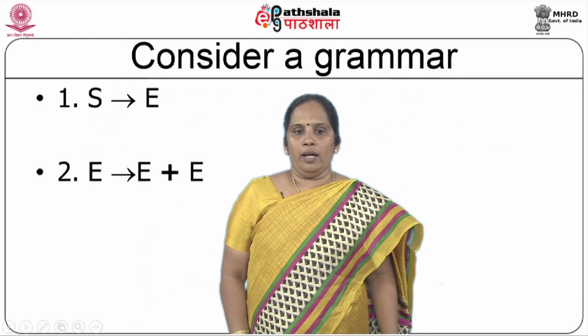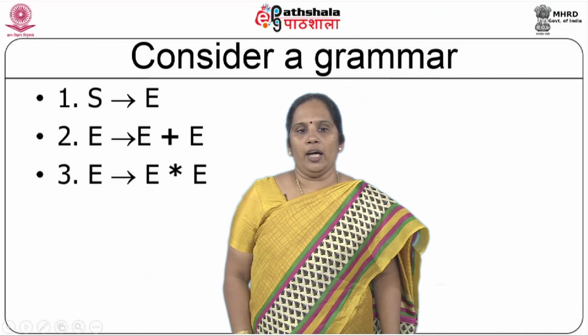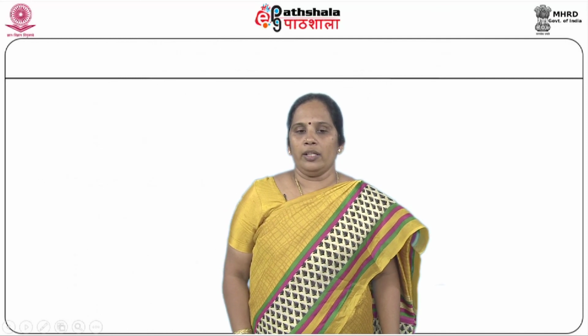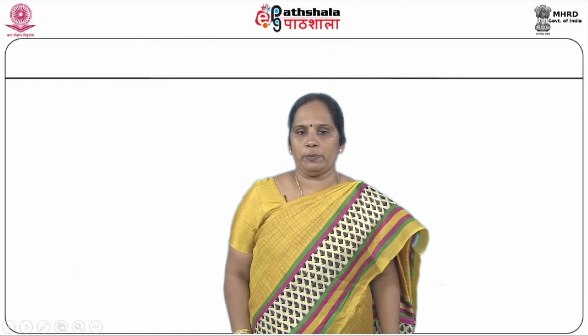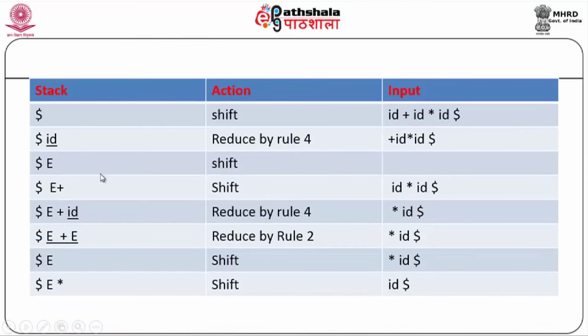Let us look at this grammar: E produces E plus E, E star E, E produces ID. This is an ambiguous expression grammar. This is what the shift reduce parser does. The stack has a dollar to start with, and any input you can consider. If it is possible to shift, shift. Check whether you can reduce with a production. If you can reduce, reduce, else keep on shifting. That is a simple logic; this is a simple shift reduce parser.